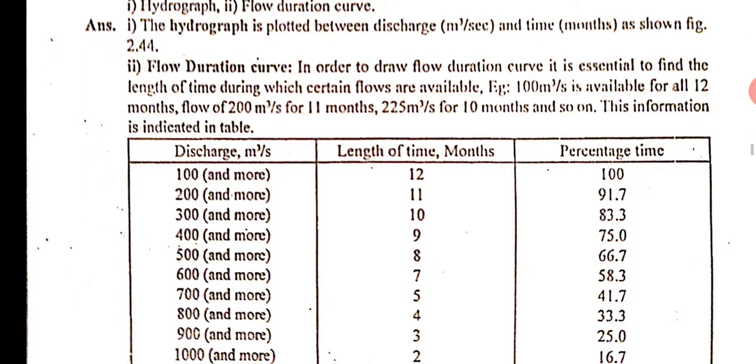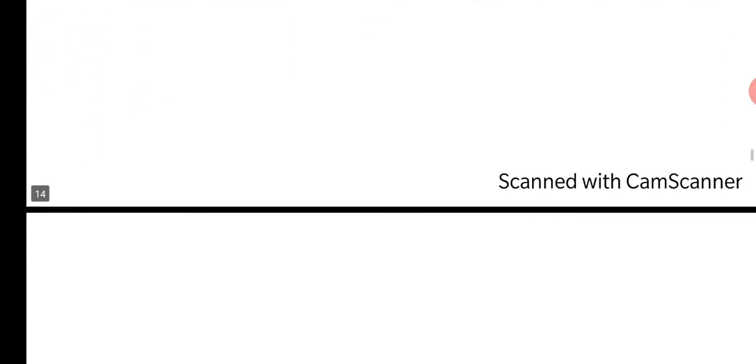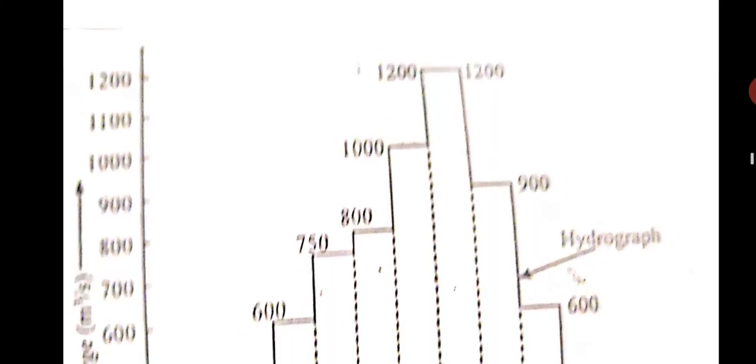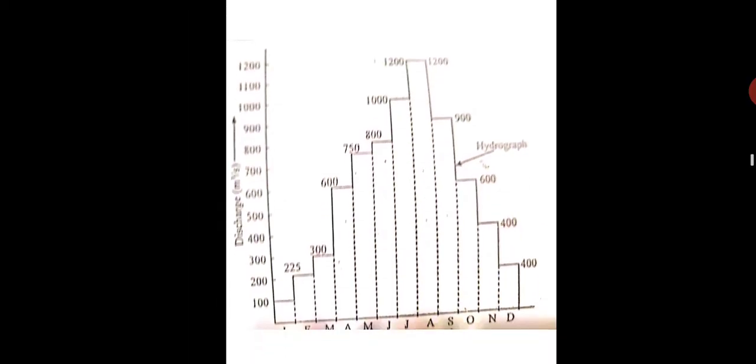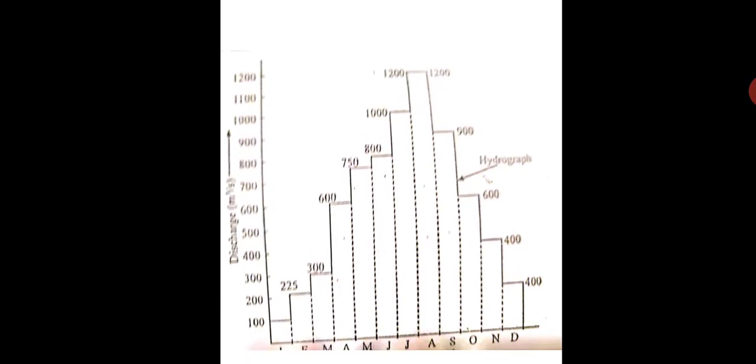Okay, now we will see the hydrograph. Hydrograph is very simple and straight. You can see the hydrograph here. What we have done, the x-axis the months are given: January, February, March, April, May, June, July, August, September, October, November, December. So the 12 months is written, and in the y-axis, as we have seen, the lowest was 100 and the highest was 1200.